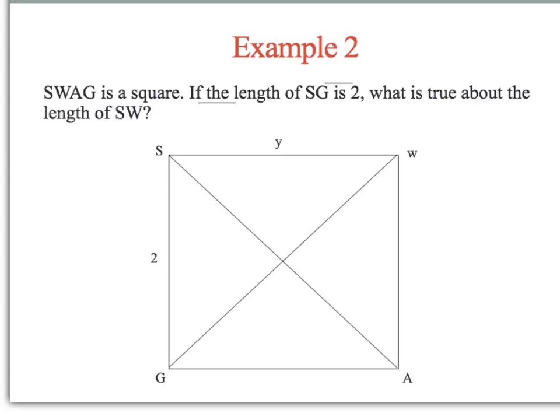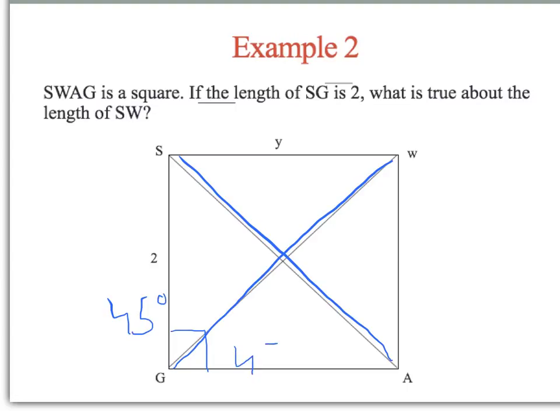Example 2. SWAG is a square. If the length of SG is 2, what is true about the length of SW? In a similar method to the last problem, we are going to use the diagonals. The diagonals split the right angles into two equal congruent angles of 45 degrees. We will use the same theorem: if congruent angles, then congruent sides.